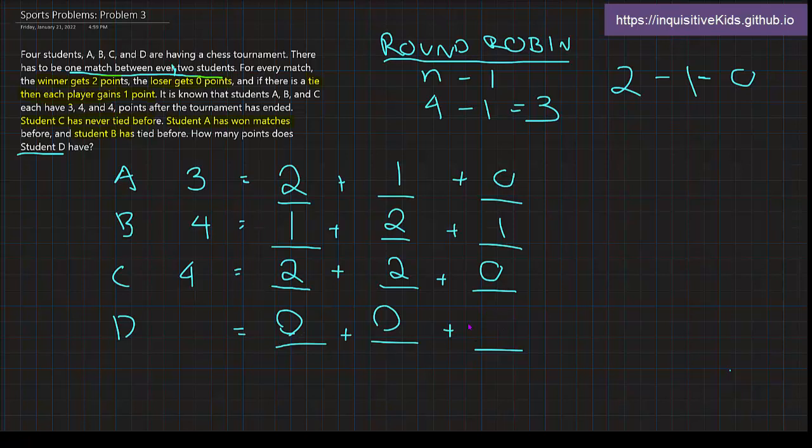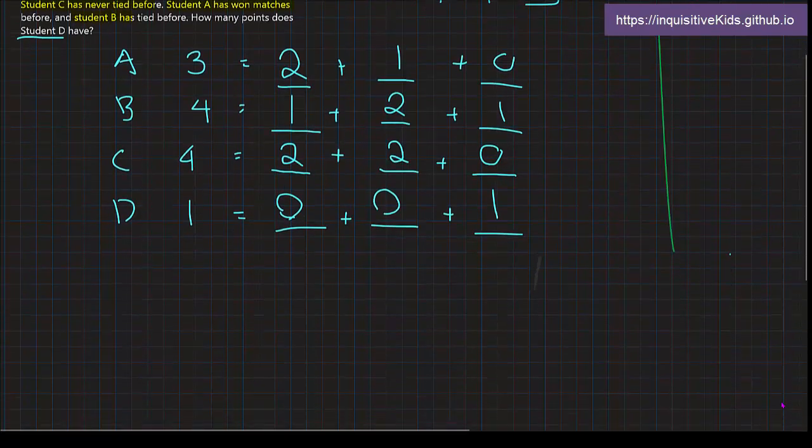Now we're going to go over to our ties. So for ties, the number of ties has to be an even number. Right now we have 1, 2, 3 ties. So in order for it to become another even one, all we have to do is add another 1 right here. So 0 plus 1 equals 1, which means that how many points does student D have? Student D has only 1.